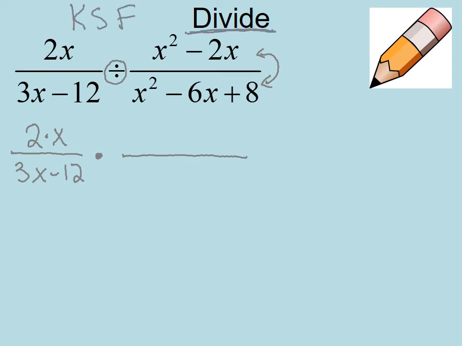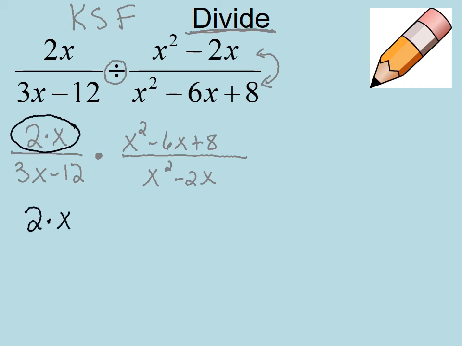Super, super important. So on the top, I'm going to get x squared minus 6x plus 8. On the bottom, I'm going to get x squared minus 2x. Once all that's set in stone, you guys, then we can go ahead and start factoring. So our first one up here, can't do anything with that. We're going to leave it. So I have 2 times x over. If I look at my bottom one here, I can take out a greatest common factor. So I can take out 3, then I'm left with x minus 4.